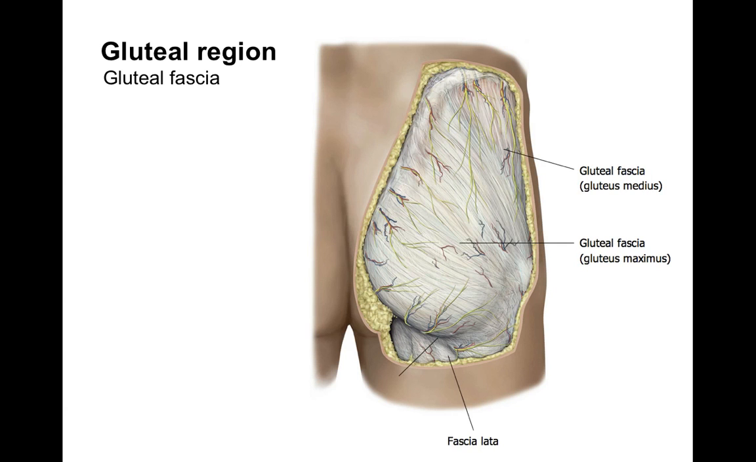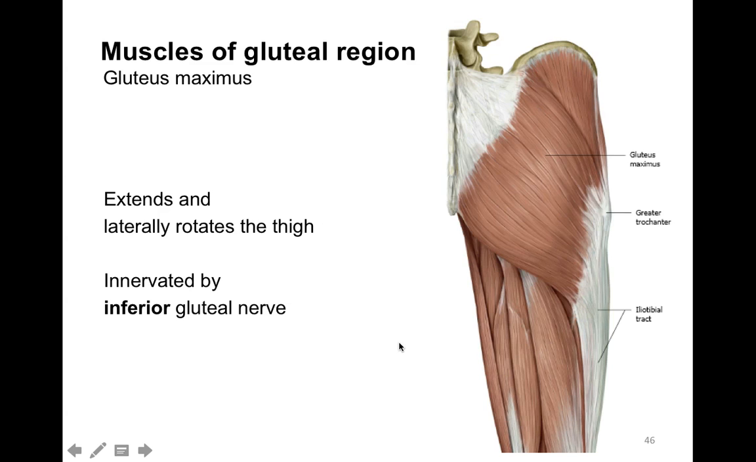Dissecting through the skin and superficial fascia of the gluteal region, we'll find a specialized fascia known as the gluteal fascia, and the gluteal fascia is continuous with the fascia lata of the thigh. And going deep to the gluteal fascia, we will find muscles of the gluteal region, beginning with the gluteus maximus, which is illustrated here. It functions to extend and laterally rotate the thigh. It is innervated by the inferior gluteal nerve.